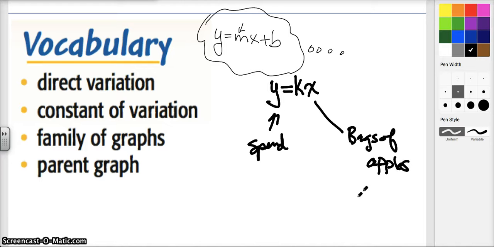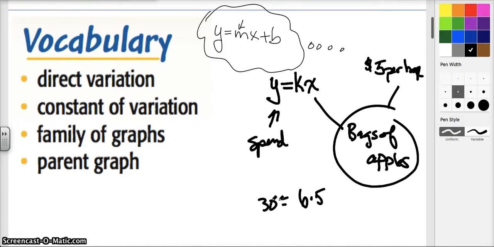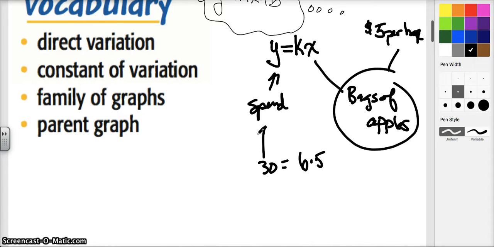So for instance, let's say the bag of apples costs $5 per bag, and I tell you that I'm going to buy 6 bags of apples. You would say, well, 6 times 5 is 30, lady. And I'd say you're right. And notice that the amount of money I spent changes directly with the number of bags of apples that I buy, the price per bag being 5 in this case.